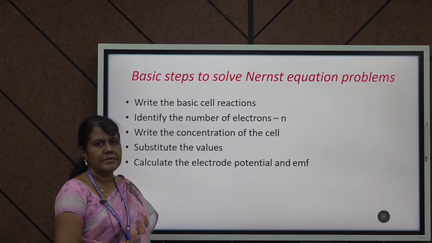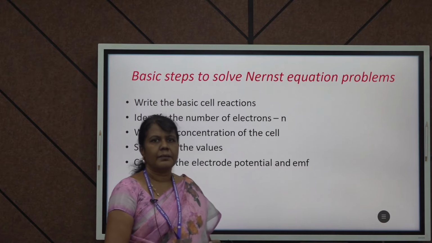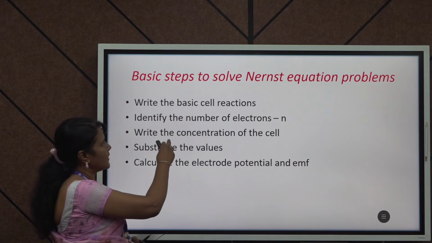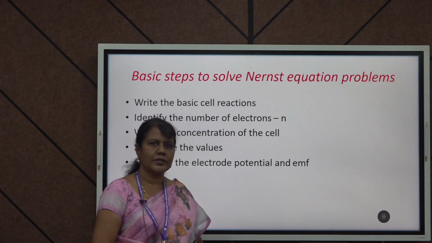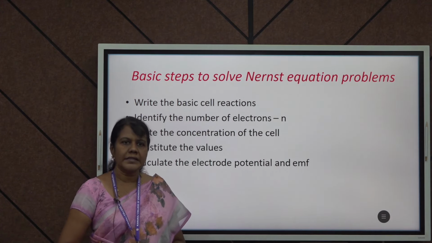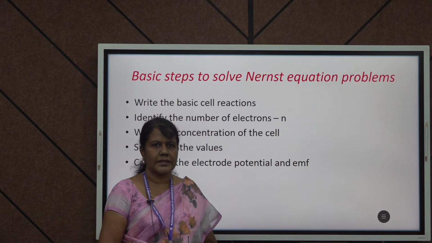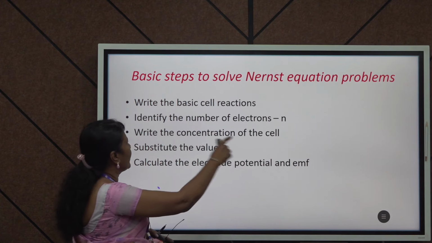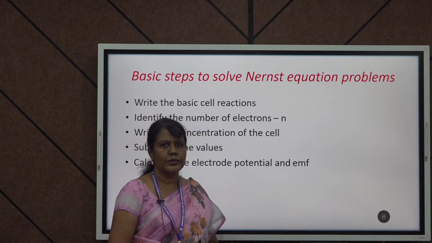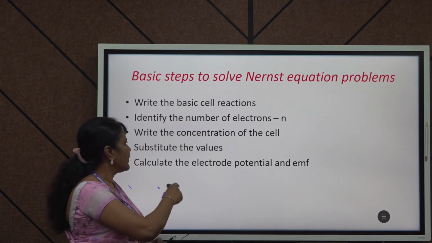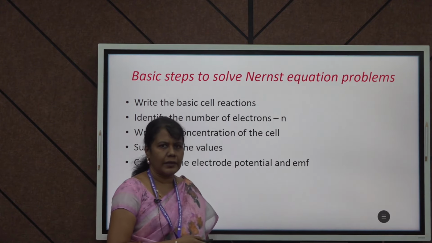So the basic steps involved in this: for all the cells, the cell reaction should be written first. So these are the basic tips. The cell reaction should be written, then the number of electrons involved. Generally oxidation reaction as well as reduction will occur simultaneously. Due to this, we must know the number of electrons which are involved in the oxidation as well as reduction. So that is the second one. And then we have to find the concentration of the cell. The concentration will depend on the solution which we are going to use. And finally we have to substitute all the values in the formula, and the electrode potential can be calculated.